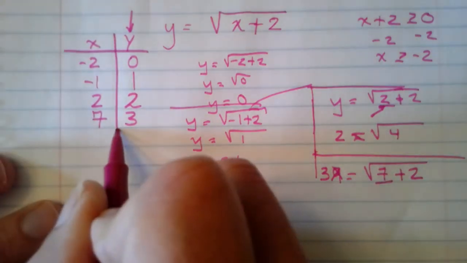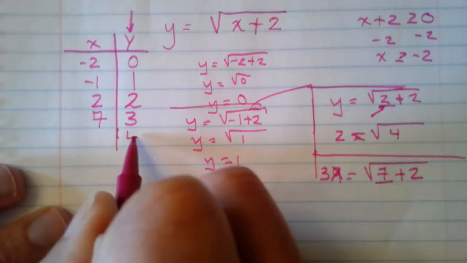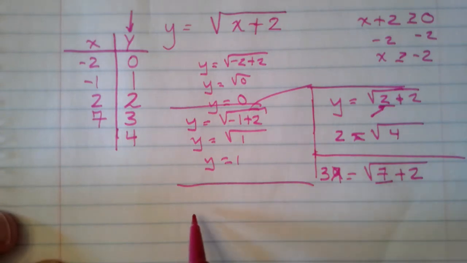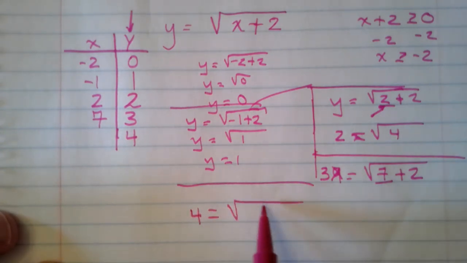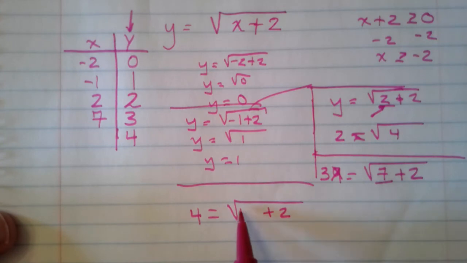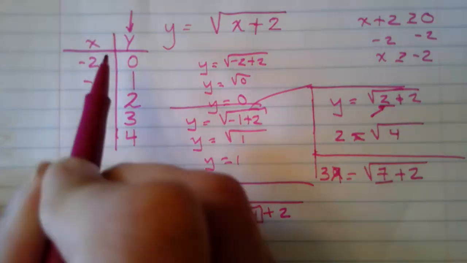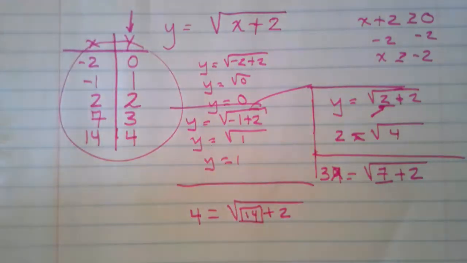We'll do one more. I want my next value to be 4. This will be my last one. 4 equals the square root of what? Well, I know what has to be in here has to be 16. I'm adding 2 to it, so what plus 2? It would have to be 14. And now I have my table, my points that I can plot, which I'll do in the next video.